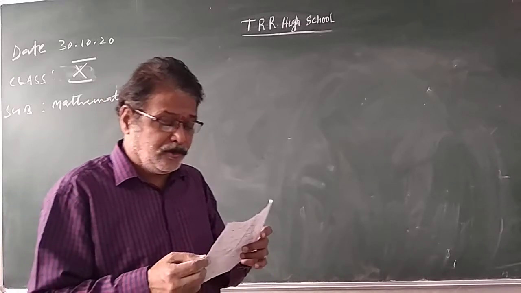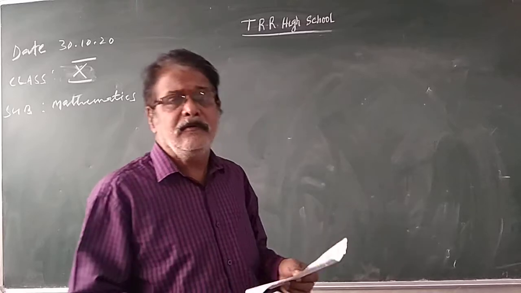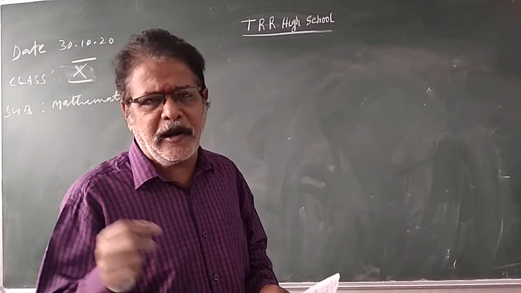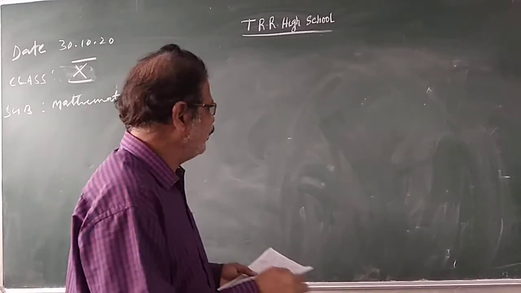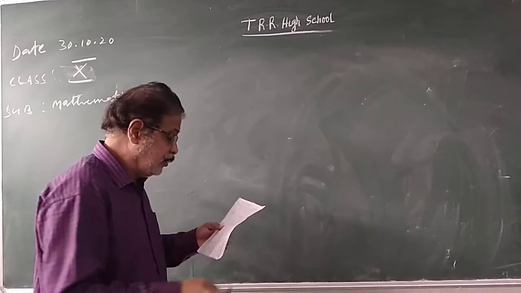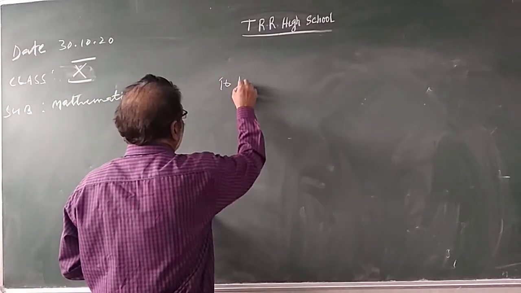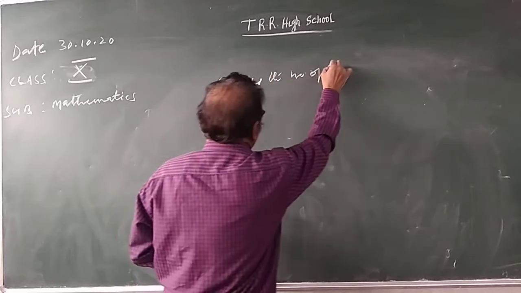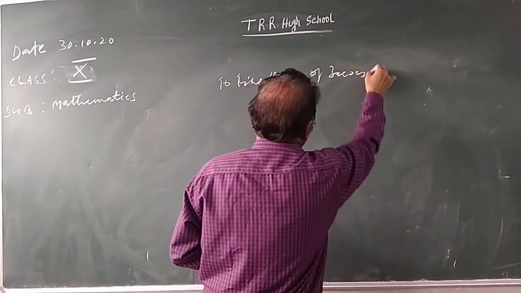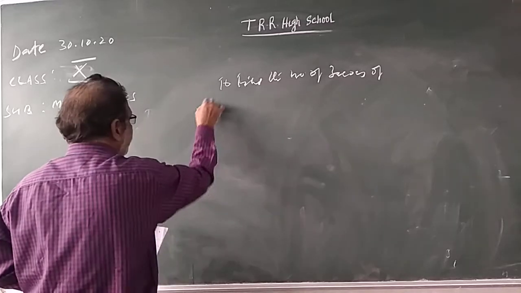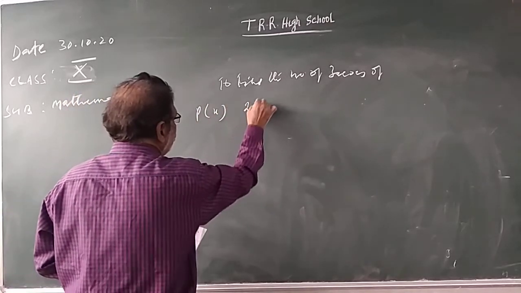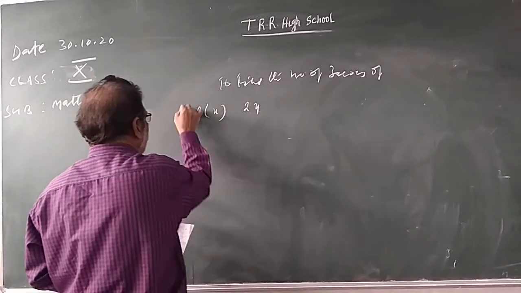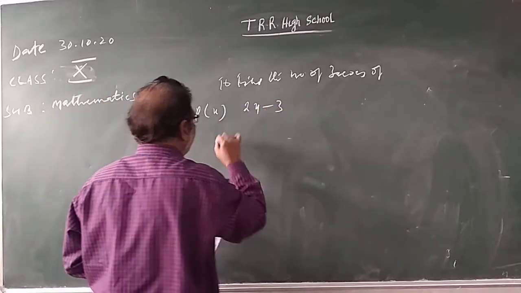To find the number of zeros of the polynomial without plotting the graph. Without plotting the graph means, you know that if it is linear, it has 1 zero. Find the number of zeros of p of x equals 2x minus 3.